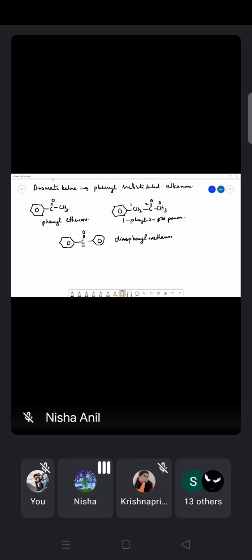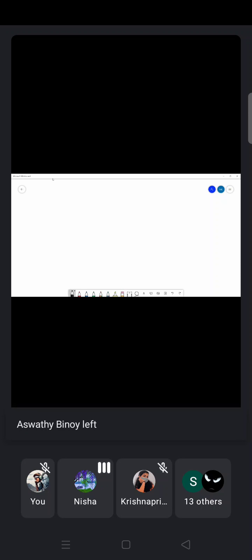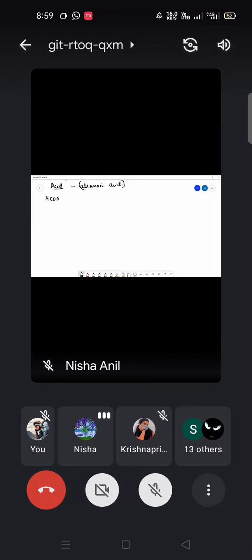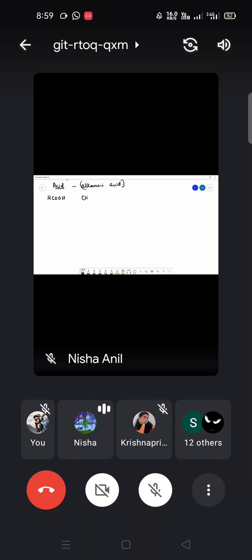And next is acids. Functional group acid. They are named as alkanoic acid. In the case of aliphatic saturated compounds, alkanoic acid. The simplest acid contains one carbon atom. Then its higher members.